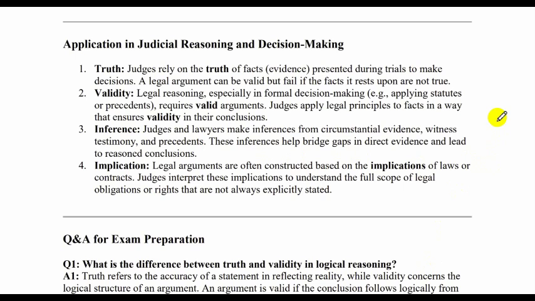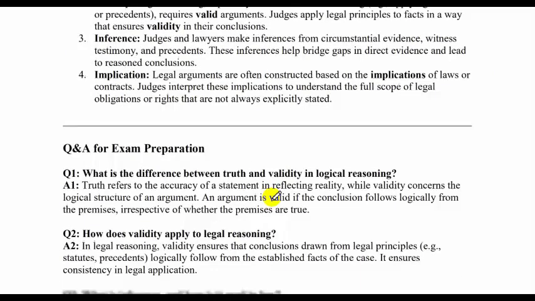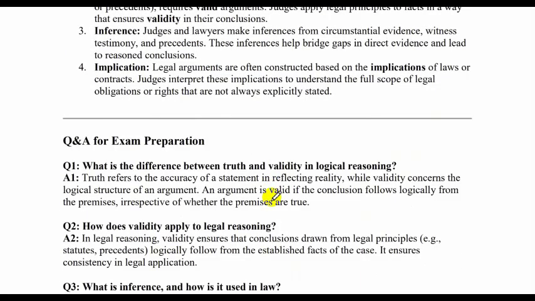So whenever there is absence of direct evidence, the judges and the lawyers make inferences from circumstantial evidence, witness testimonies, and precedents. Implication. Legal arguments are often constructed based on the implications of laws or contracts. Judges interpret these implications to understand the full scope of legal obligations or rights that are not always explicitly stated. So that implies itself.